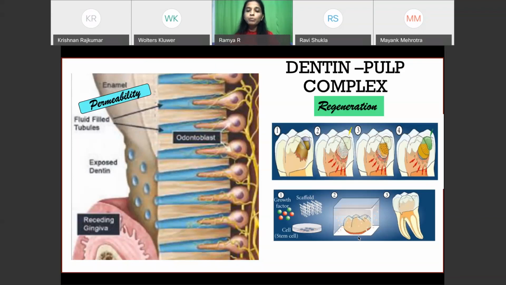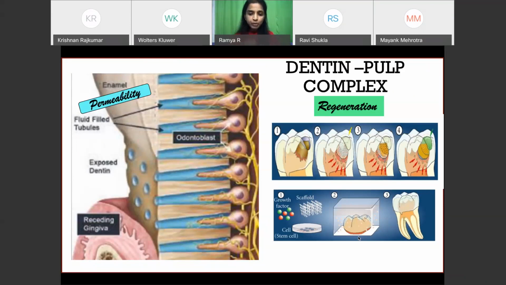For this to happen, you will have to regenerate the dentine pulp complex effectively, and regenerative endodontics actually does this. So what does the endodontist do? Clean up the infected pulp tissue and then tries to induce bleeding. When they induce bleeding, it is just not enough if you just induce bleeding.